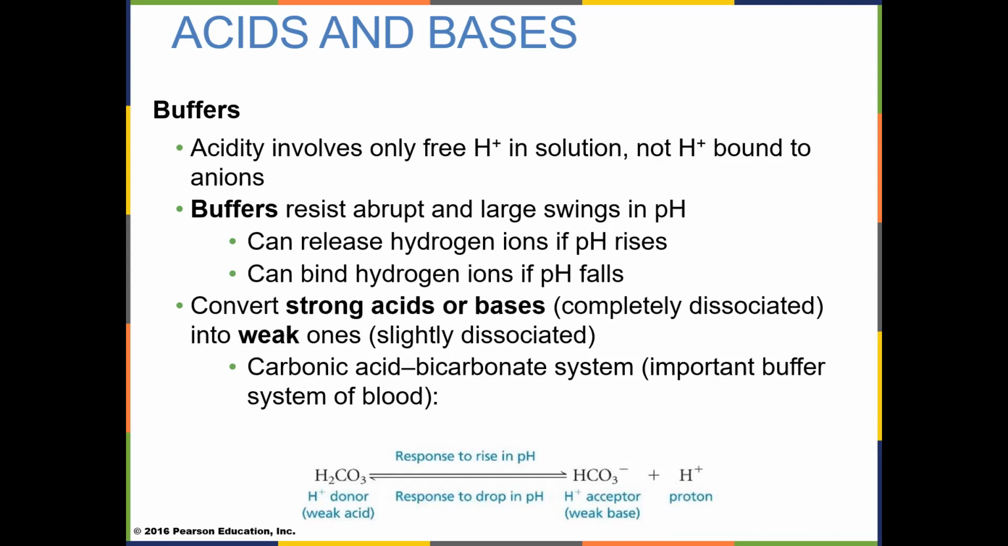Essentially, our bodies are always trying to keep us in that range. We use a buffering system to keep us in the range of 7.35 to 7.45. And if we can tie up the hydrogen ions, then we don't have to worry about the acidity.